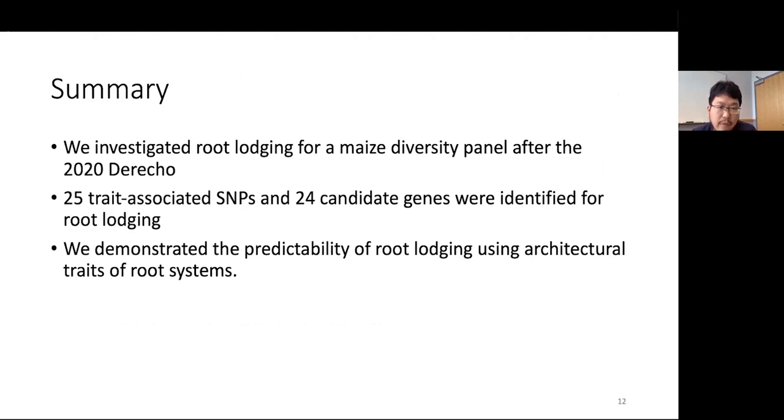So in summary, we investigated root lodging for a maize diversity panel consisting of 369 genotypes after the 2020 derecho. And we were able to identify 25 trait-associated SNPs and 24 candidate genes through genome-wide association studies. And a large portion of them were highly expressed in root tissues. We also demonstrated that we are able to predict root lodging using the architectural traits of the root system through the latent features we extracted from the images. And that is all I have for today.